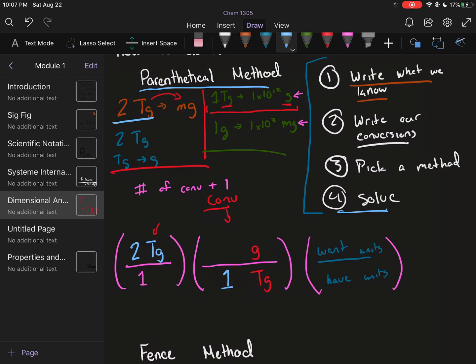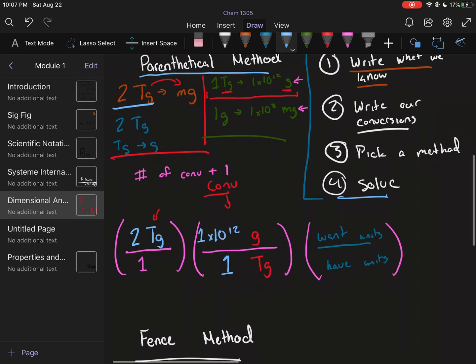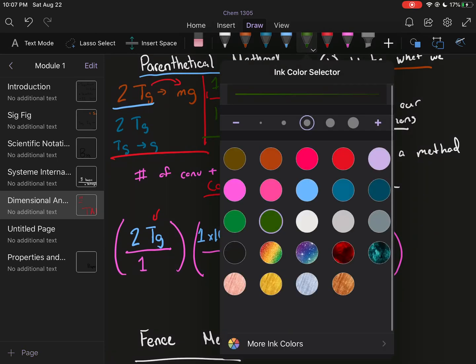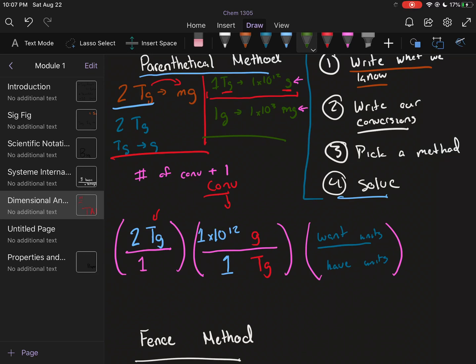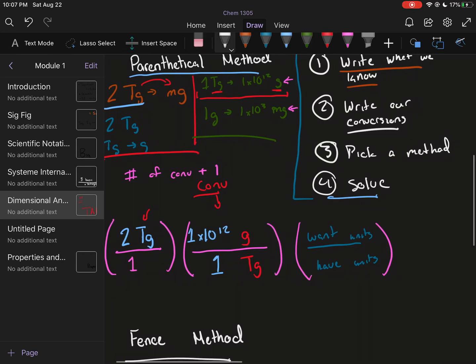So in this part, it's just as easy as filling in the information that you already have. And I'm pretty sure you guys can see it. You can also see the conversion ratio: 1 teragram is equal to 1 times 10 to the 12 regular grams. So that's how you figure out what you want and what you have.